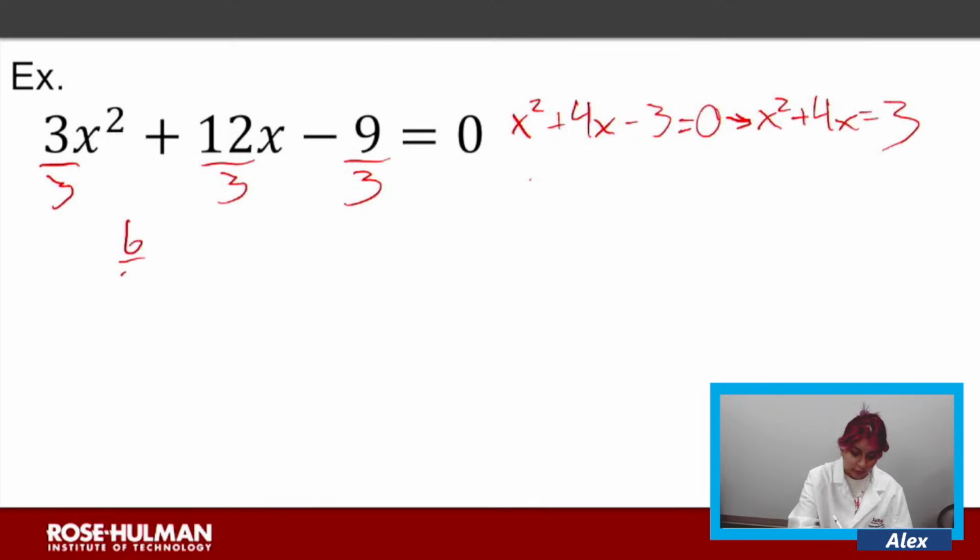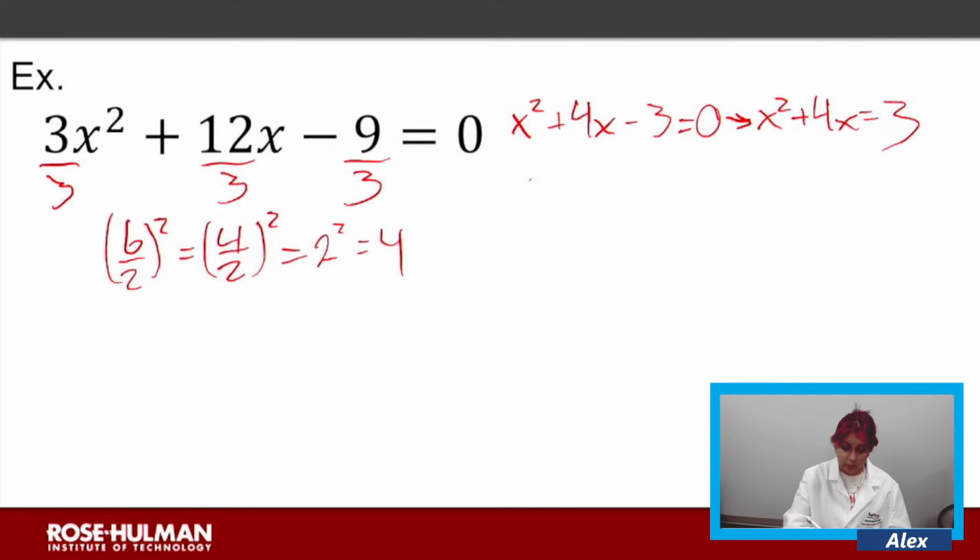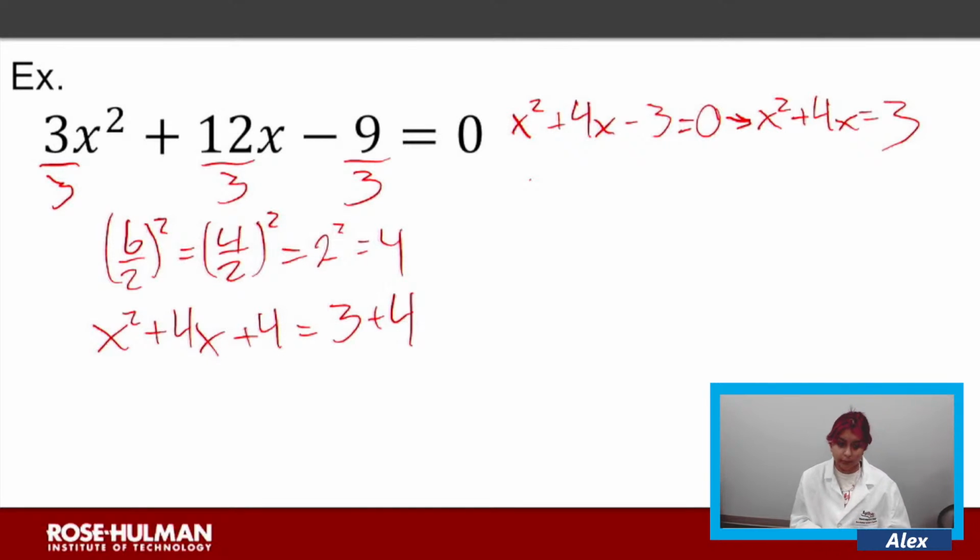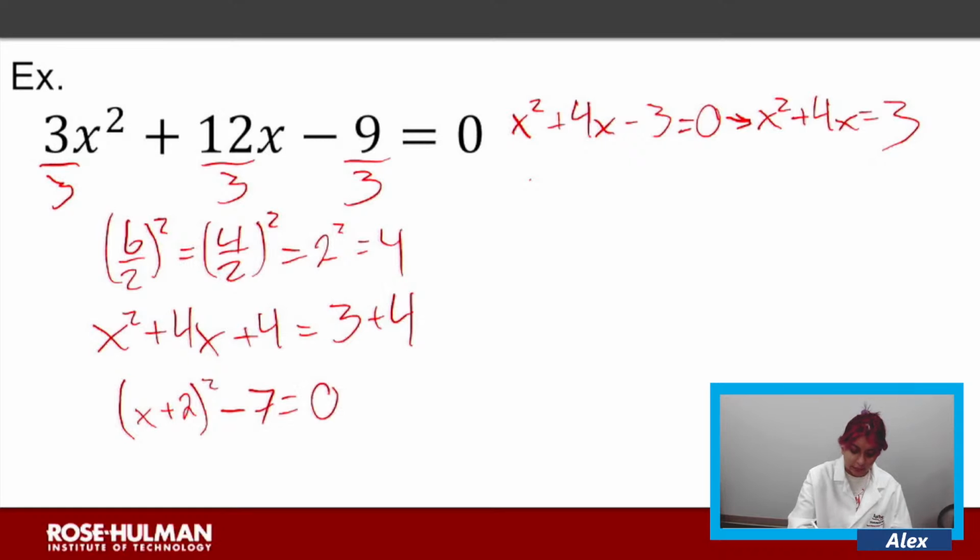So our b over 2 squared is 4 over 2 squared, which gives us 2 squared, which gives us 4. Add that to both sides of the equation. x squared plus 4x plus 4 equals 3 plus 4. Do some rewriting, just the same thing that we did before. (x + 2) quantity squared minus 7 equals 0. I went ahead and skipped the last step of moving it over so that you could see the final equation.